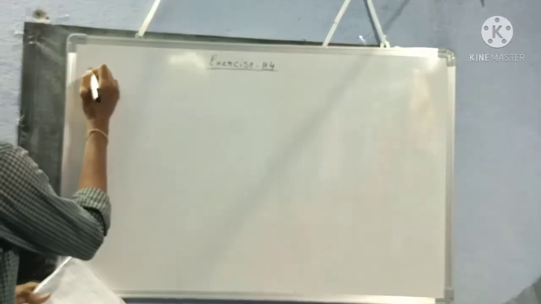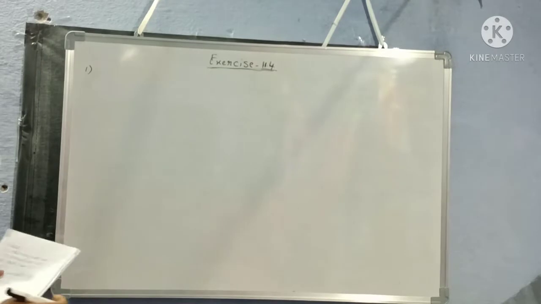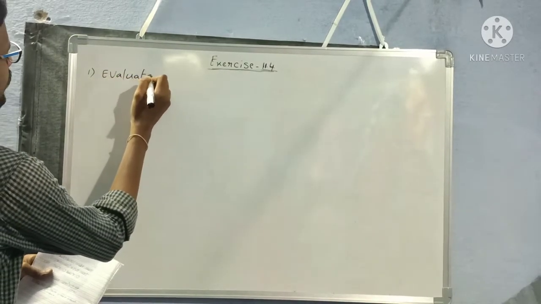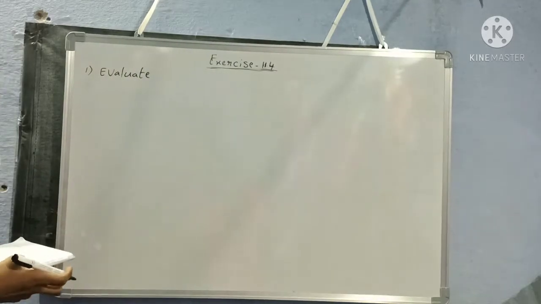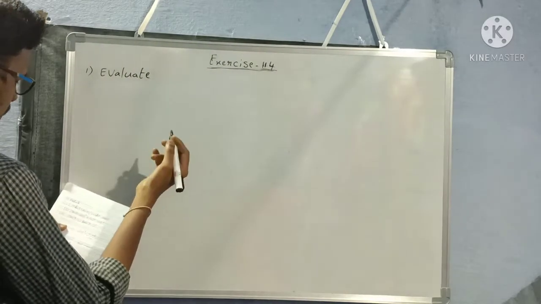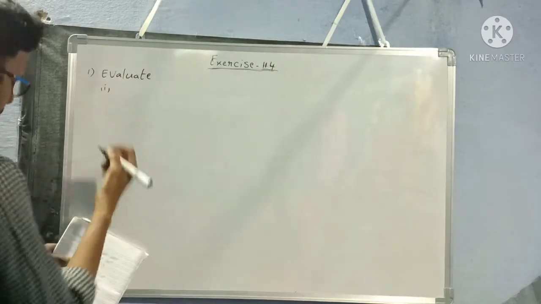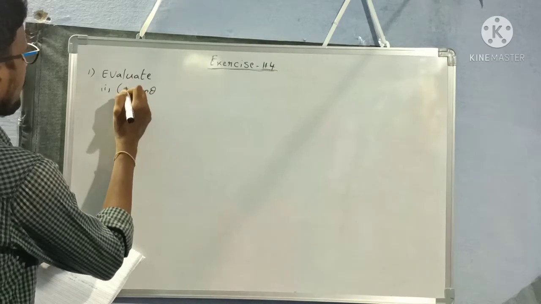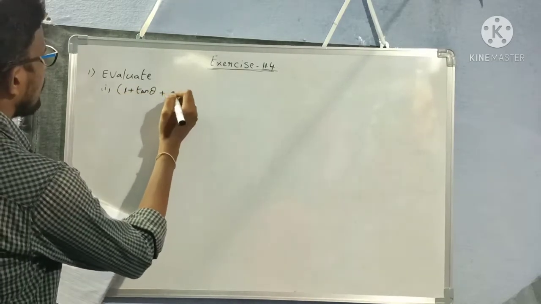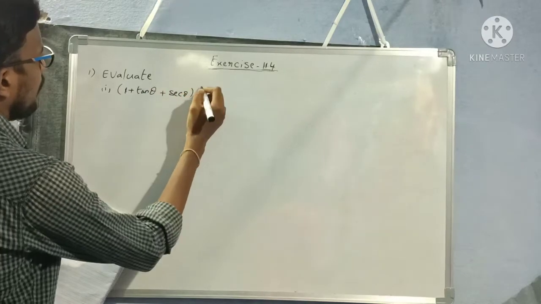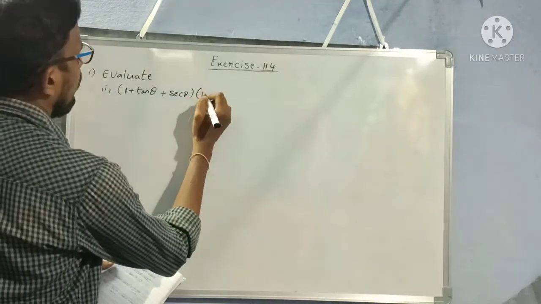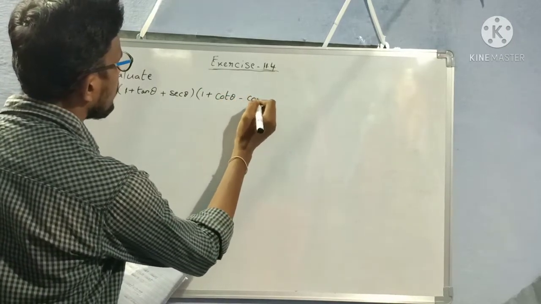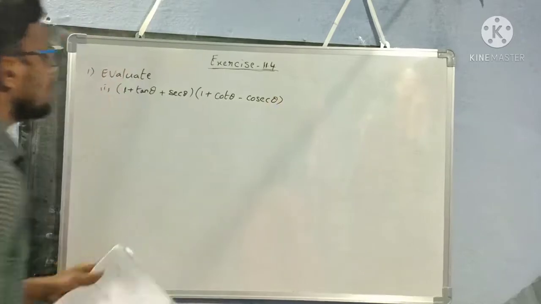So, first problem, what's the question given here? Evaluate. There are three questions, and I will solve all three. The first one is (1 + tan theta + secant theta) into (1 + cot theta - cosecant theta). This is the first question.